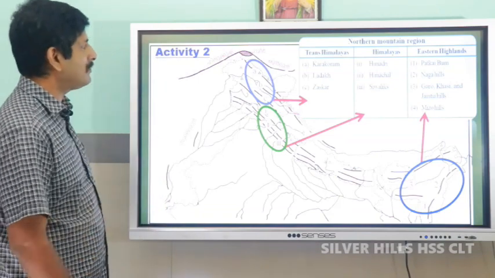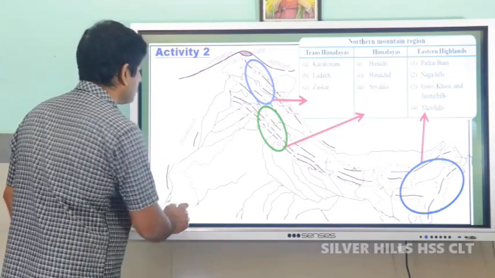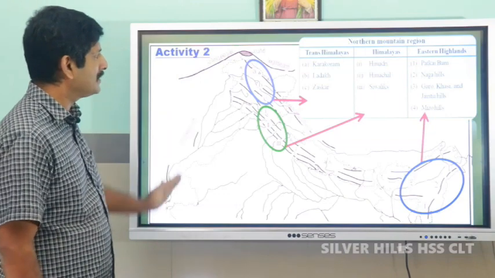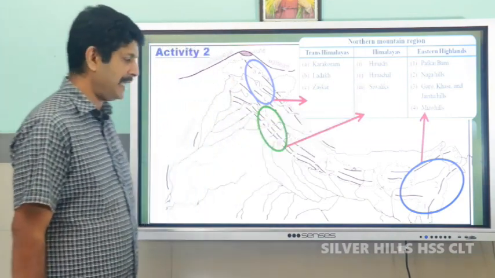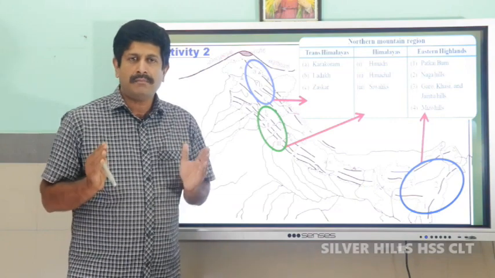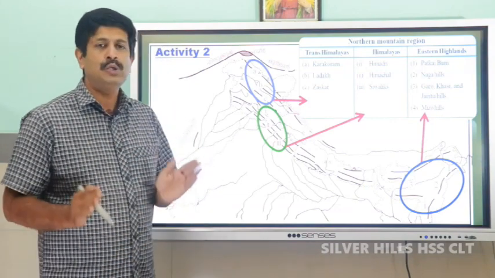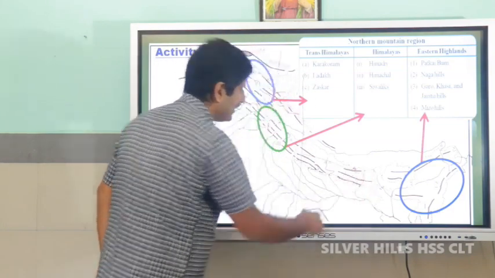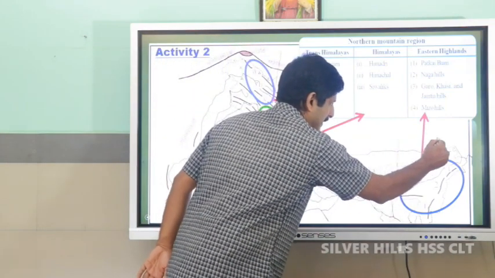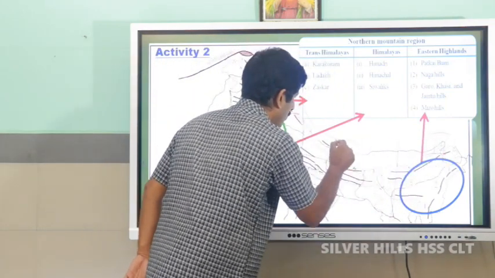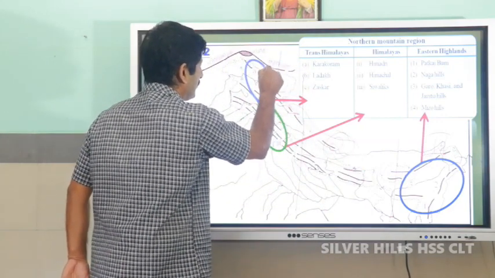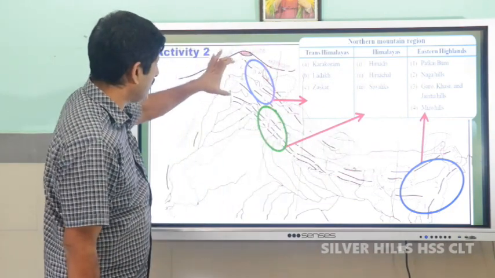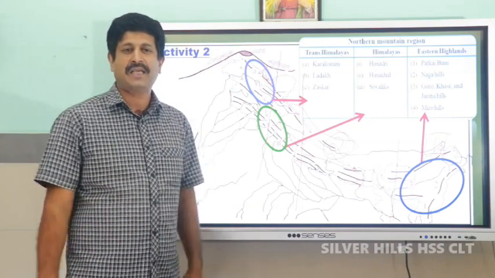When we are talking about the northern mountain ranges, they have been broadly classified into 3: Trans-Himalaya, Himalaya and Eastern Highlands. Here is the first classification, the second classification, and the third classification here. Now the first one is called Trans-Himalaya.